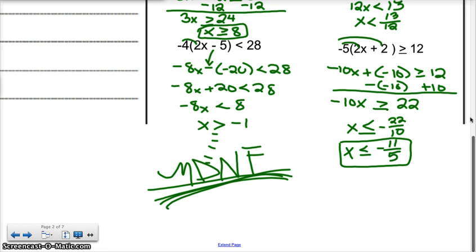Okay, so I distributed through the negative. What I was most careful about is this step, knowing that that turns to plus, and this step, MDNFing it. That's the biggest thing you need to be careful about. If you multiply or divide a negative number, flip that inequality at the end.